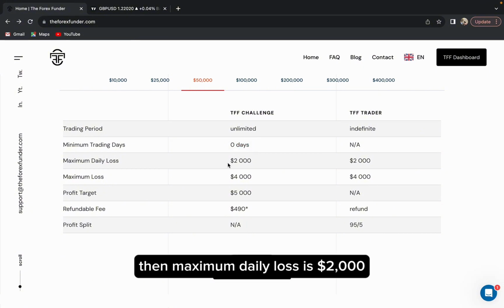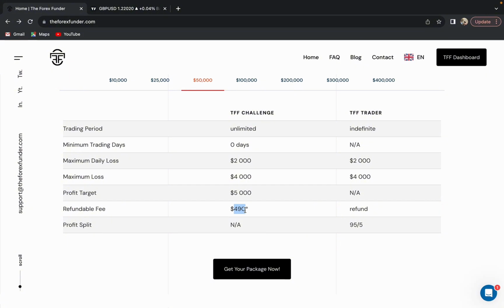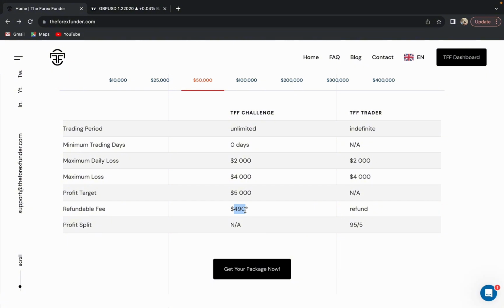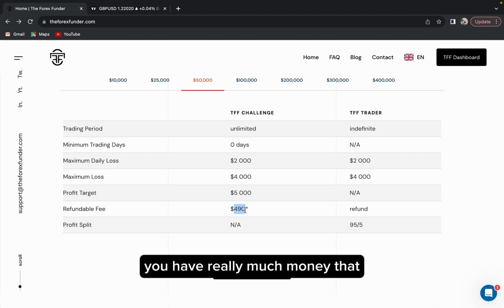Then the maximum daily loss is $2,000, and the maximum loss is $4,000, as you can see. The profit target here is only $5,000, and this account costs only $490, as you can see. Very cheap account to buy, traders. With these accounts, guys, you have really much money that you're playing around with, and with one payout it can change your life.